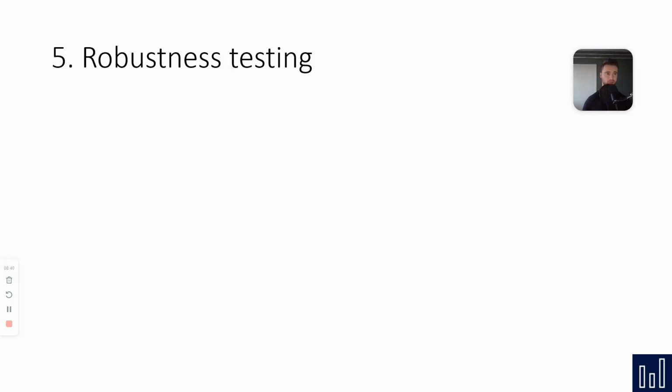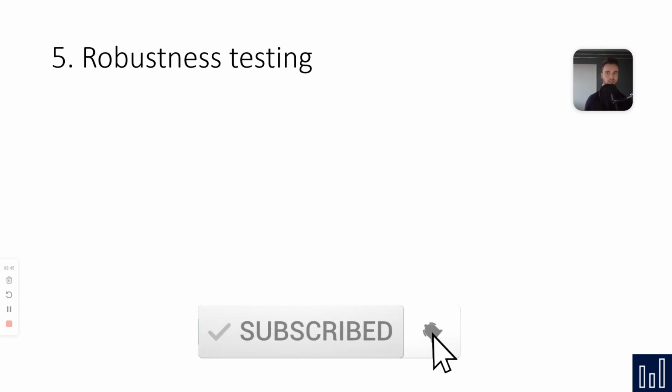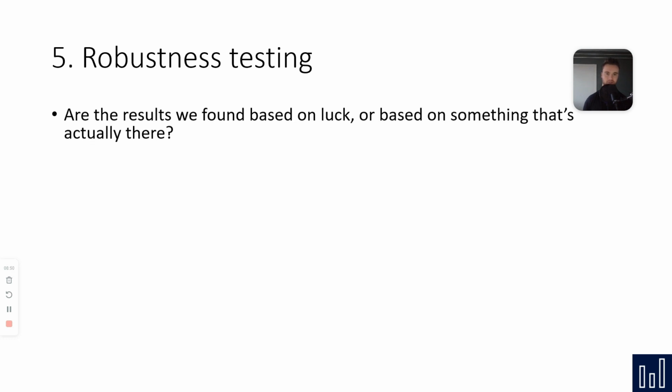So that brings me to step 5. So let's say I did my initial testing. The results are decent, not the best, but they are decent. What you then want to do is ask yourself this question: are the results we found based on luck or based on something that's actually there? And this is really important, guys, because let's be honest, 9 out of 10 things that you're going to test are not going to work, and you're going to find a lot of things that work based on luck. So robustness testing is basically helping you to figure out, did you find something based on luck or did you find something that's actually there?